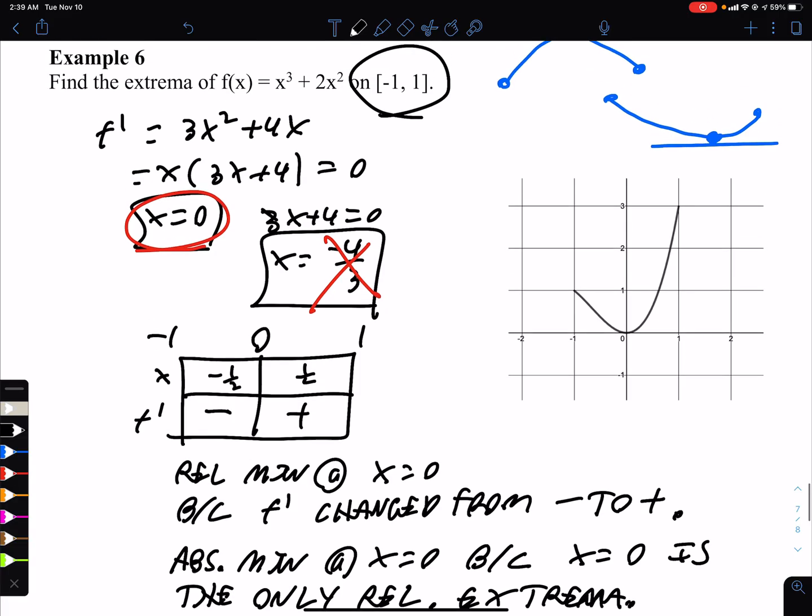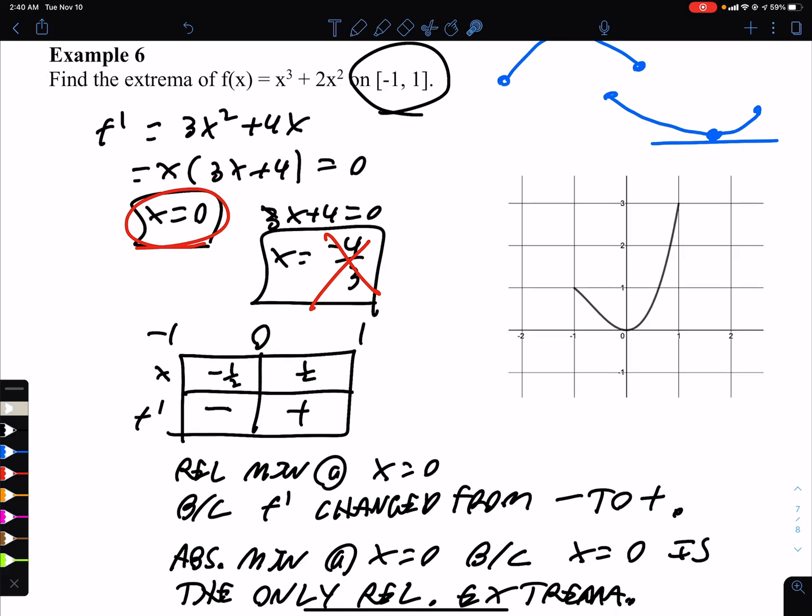And if you look at this picture, our critical point was at 0. That's where the derivative was 0. And this is the actual graph. That's an absolute minimum. Because it's the only relative extrema, there can't be a lower point. Again, to be a lower point, you'd have to change directions to get lower, but you can't change directions or you have another relative extrema. So if you have only one relative extrema, it has to be the absolute max or absolute min. And that's it for this lesson.